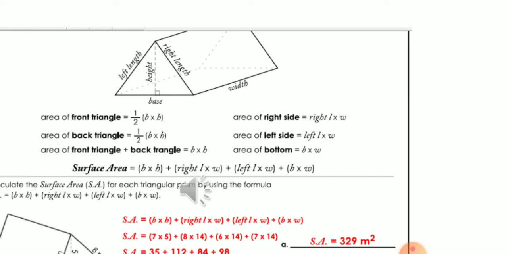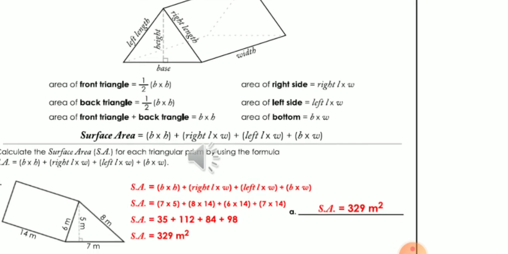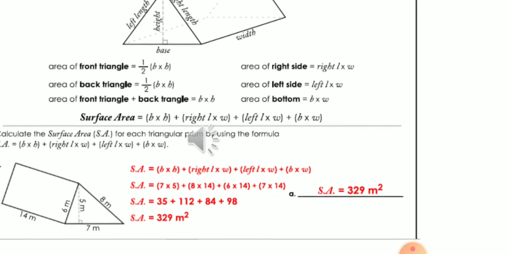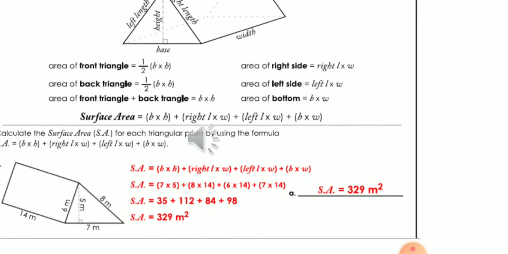Area of the right side equals right length times width. Area of the left side, left length times width. Area of the bottom, base times width. So the surface area rule will be base times height plus right length times width plus left length times width plus base times width.